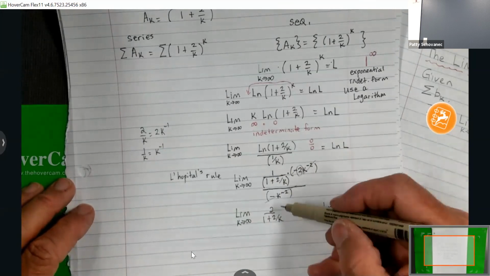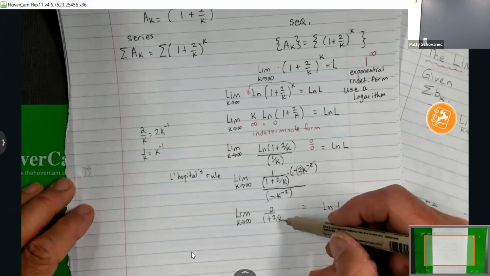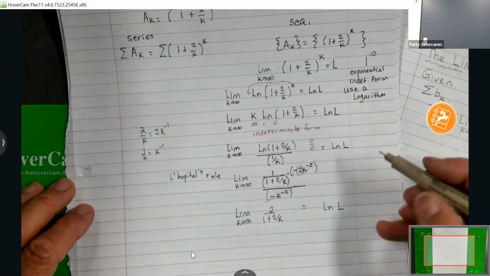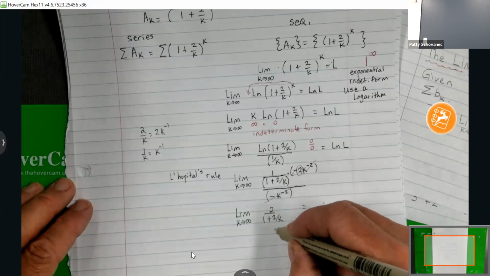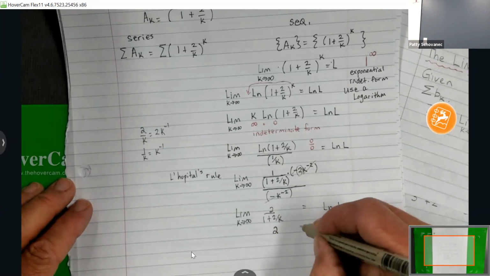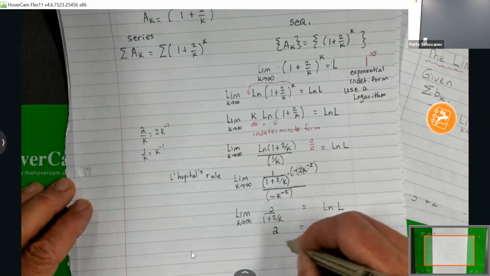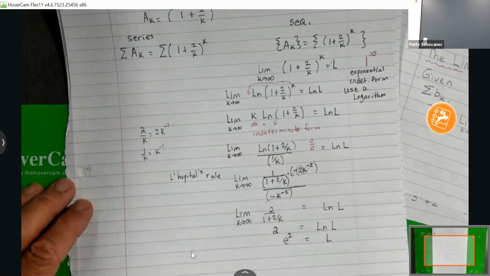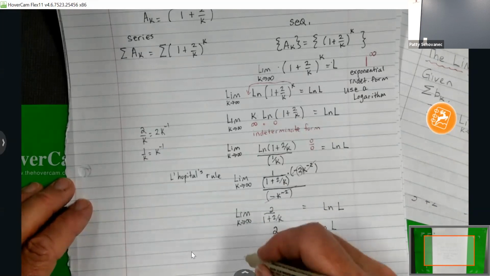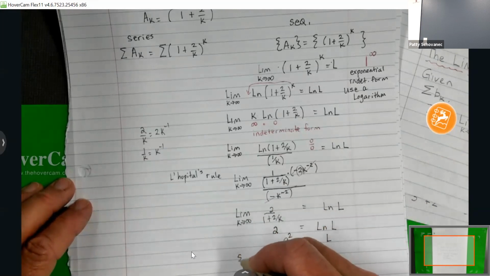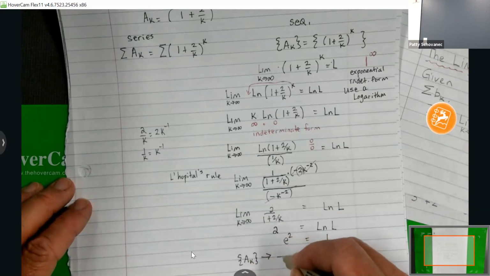Okay, so the numerator stays at 2. 2 over k goes to 0. The limit of 2 over (1 + 2/k) is just 2. That's the natural log of L, which means L is e squared. So our conclusion is that the sequence converges to e squared.